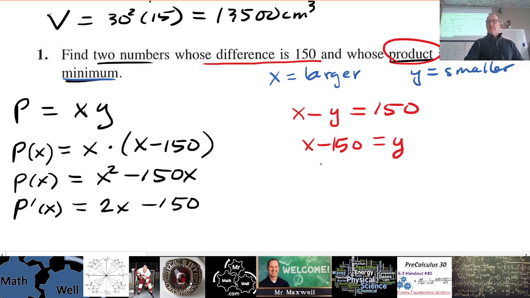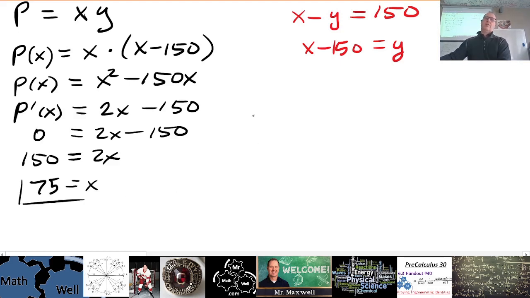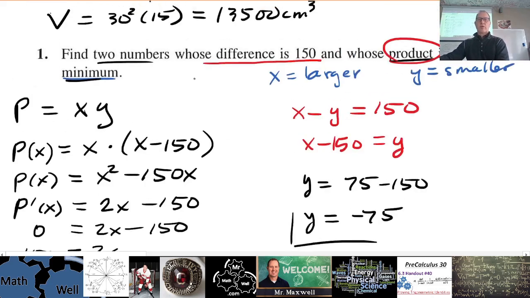So that's the expression for the slope of the tangent line, and I want to find out where the slope of that tangent line is 0, because that's where either a maximum or a minimum is going to be. So let this equal 0. To find the x value that is associated with this critical number, x equals, looks like 75. So if x is 75, that means that y equals 75 minus 150. y is negative 75. Does that seem reasonable with the question?